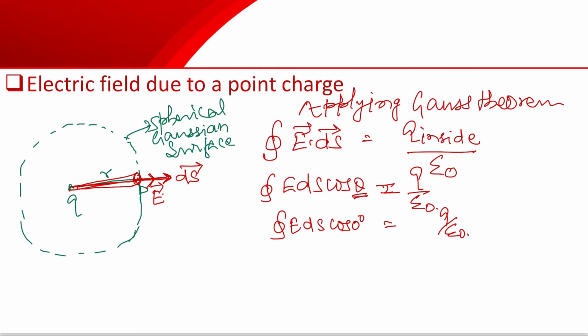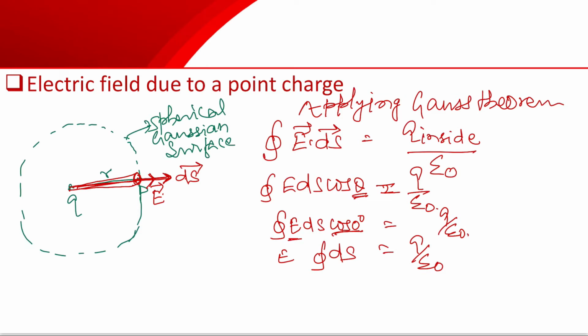As E is constant throughout, because the distance between Q and this spherical Gaussian surface remains constant throughout, and the direction also remains the same, ds and E both have the same direction. Since E is constant, we can take E outside, so it will be the integral of ds inside, and cos 0 will be 1. So the integral of ds equals Q upon epsilon naught.